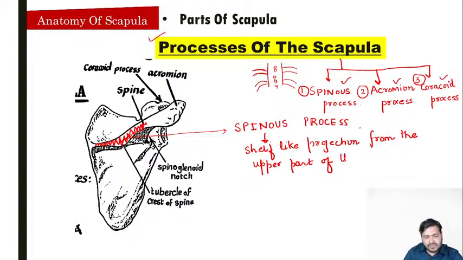Upper part of the dorsal surface. Dorsal surface.